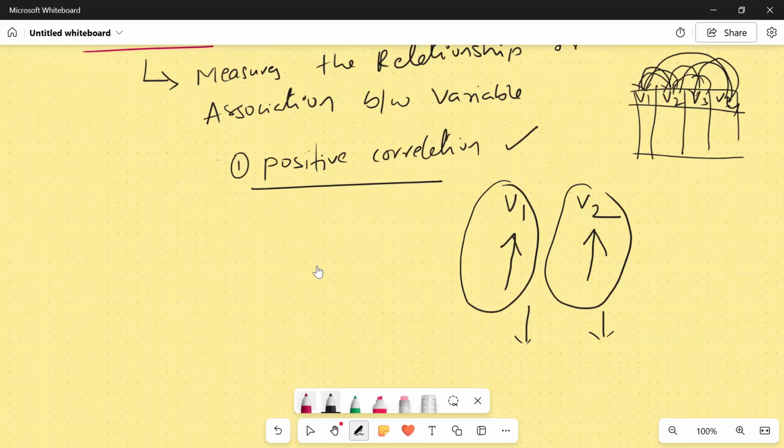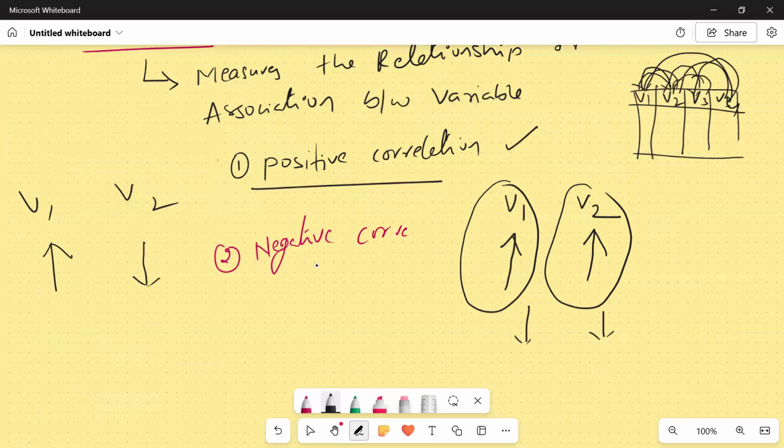Coming to the second option, it is a negative correlation. Again, consider the same example, V1 and V2, my two variables. If you increase one variable, then the second one is also affected, but in a negative direction. If one increases, the second decreases. If the first decreases, the second might increase. This kind of reversely proportional relation we call a negative correlation.